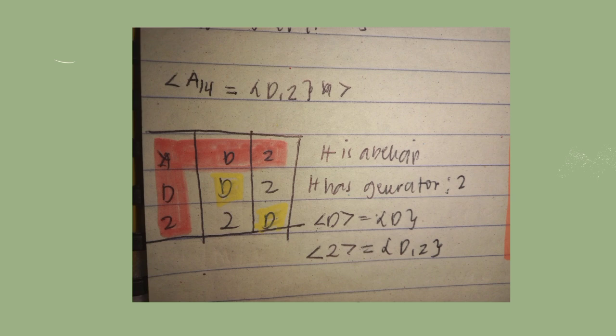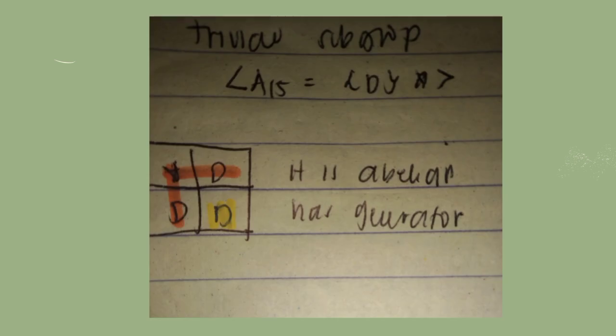Next, we have A sub 14. As you can see, it is abelian. It has a generator, which is 2. Therefore, it is a cyclic subgroup. Next, our trivial subgroup, A sub 15. We all know it is abelian and has a generator, so this is a cyclic subgroup.